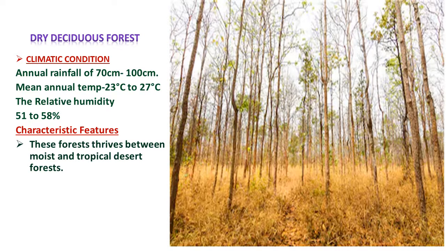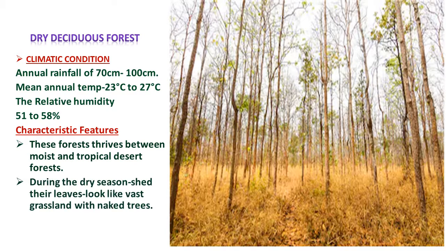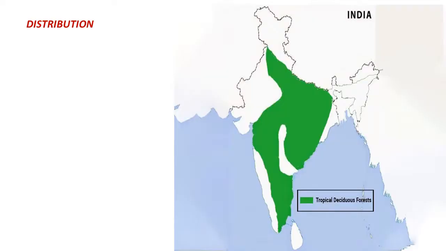These forests thrive between moist and tropical desert forest. On the wetter margins, these forests have a transition into moist deciduous, while on the drier margins they degrade into thorn forests. During the dry season, these forests shed their leaves and give the forest a look of a vast grassland with naked trees. Distribution of the dry deciduous forest.